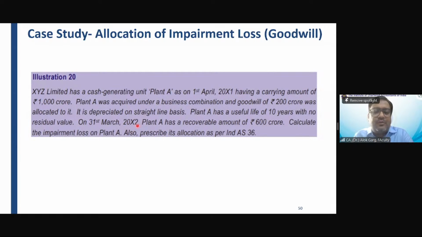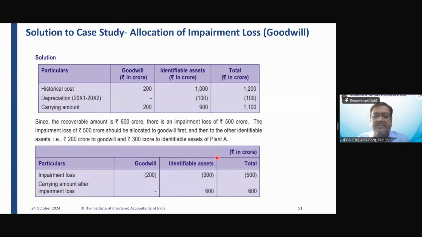On 31st March 2002, it means after 1 year, plant A has a recoverable amount of rupees 600 crores. Calculate the impairment loss on plant A, and also prescribe its allocation as per Ind AS 36. What is the answer? What is the cost of this cash generating unit? 200 crore is goodwill, and 1000 crore is the asset cost of this plant and machinery. So the total carrying value, the total cost, is 1200 crores.